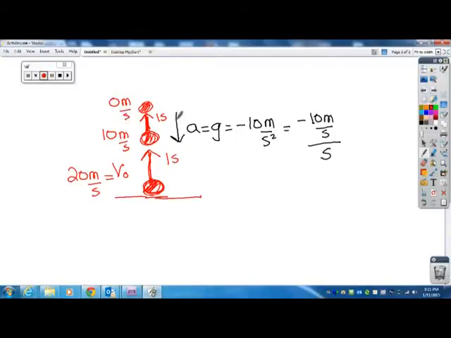Keep in mind, the acceleration of gravity is impacting the ball at all times. It's always there. Gravity is always present. So it went from 20 meters per second to 10 meters per second, from 10 meters per second to 0 meters per second. And then when the ball falls back down, it's going to do the same thing.